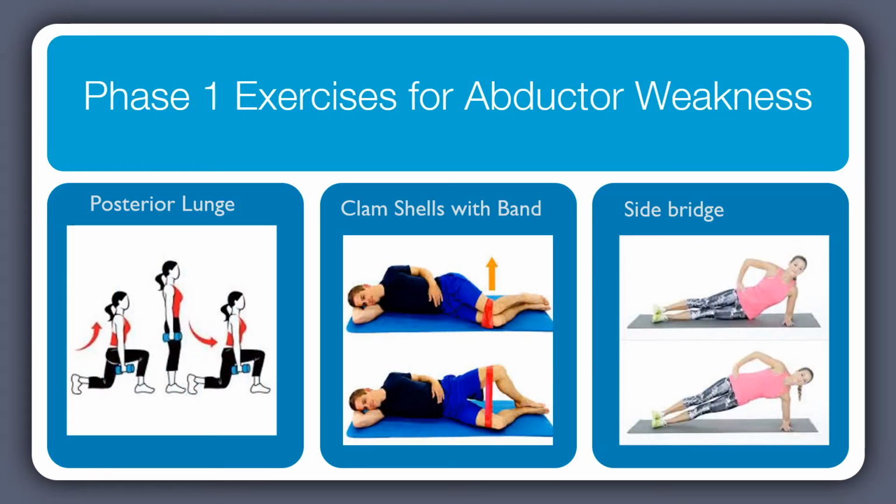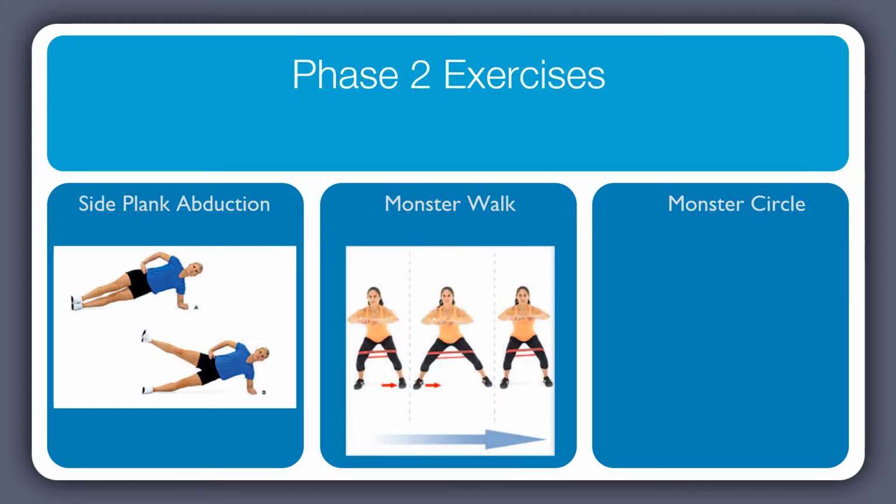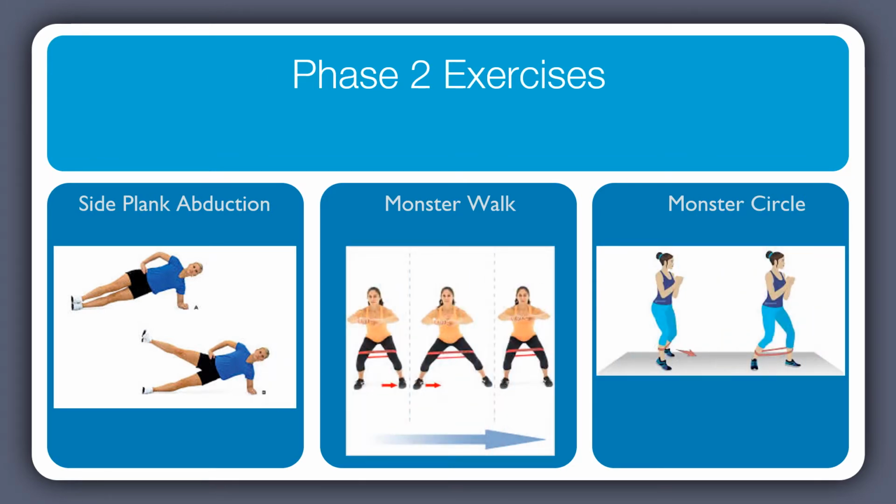So the phase 1 exercises for abductor weakness are the posterior lunge, clamshells with a band, and the side bridge. The phase 2 exercises are the side plank with abduction, the monster walk, and the monster circles. So the phase 1 exercises are easier and the phase 2 exercises are slightly more challenging. You can do all of them, or you can start with phase 1. It really just depends on how weak the abductor muscles are.